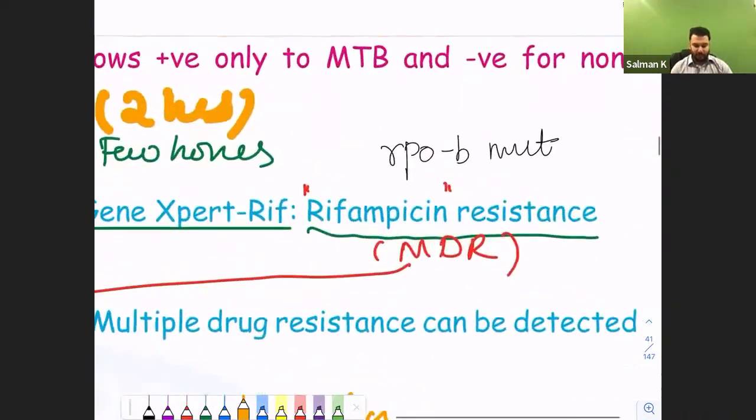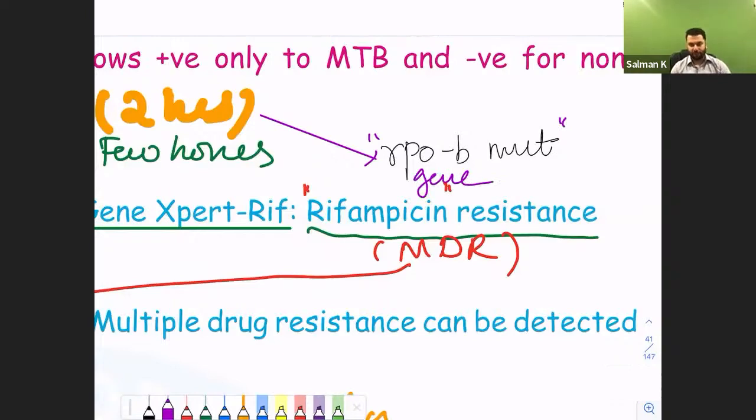once this has done this, it also does something else. While it is diagnosing TB, it also checks for a mutation called the rpoB gene mutation.